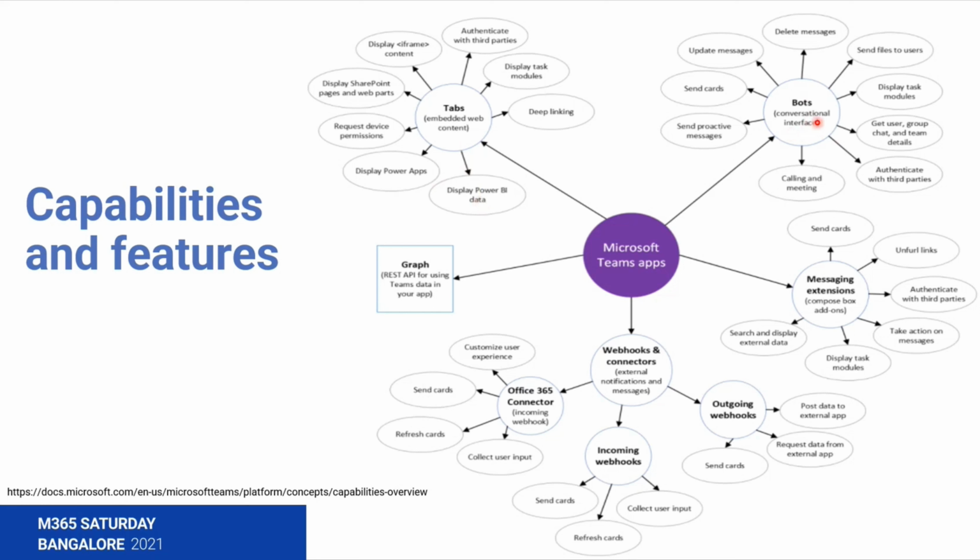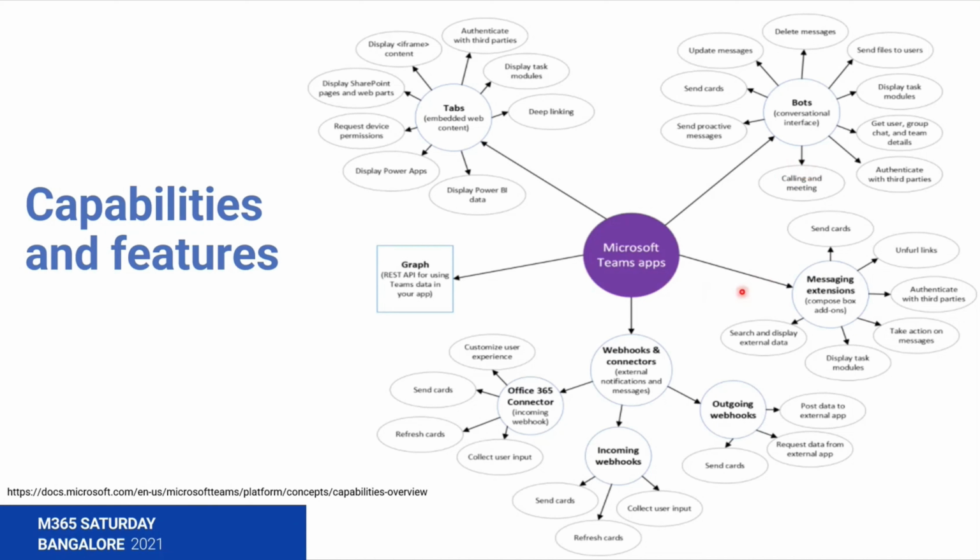Now coming to the bot, you can send proactive messages, you can send cards, you can update messages and delete messages, you can send files to the user, you can also display task modules within the bot, and then you can get the data related to user, group chat or Teams, and also authenticate third parties. You can also have a bot which is part of your calling or a meeting bot. Good automation can be done if you have a bot which is enabled for Teams meetings, wherein a bot can be part of the meeting and it can do certain operations based on what we want to do.